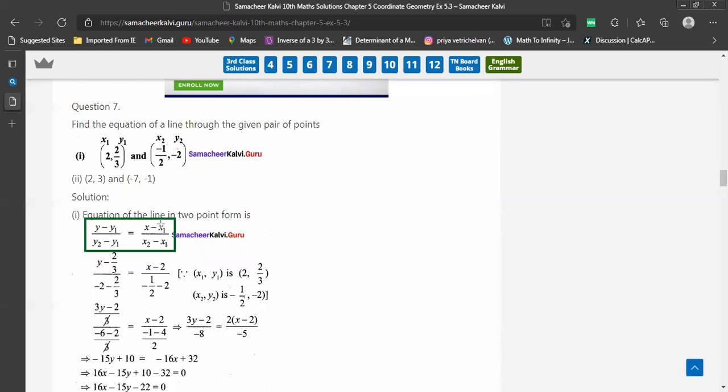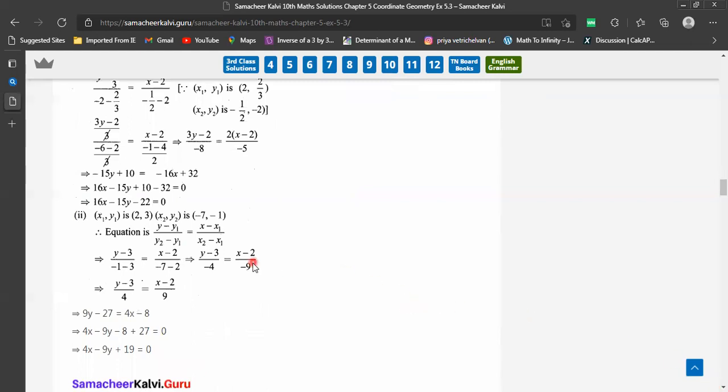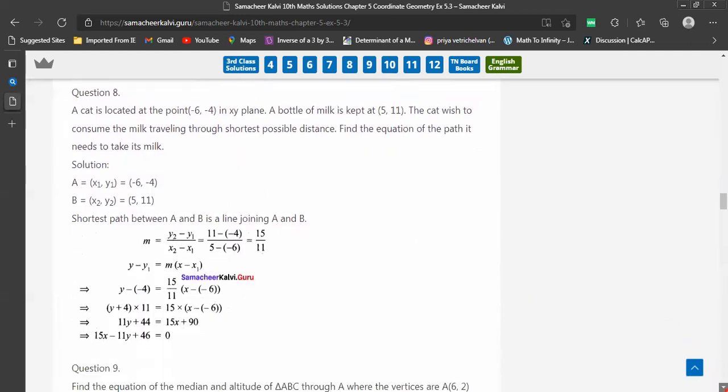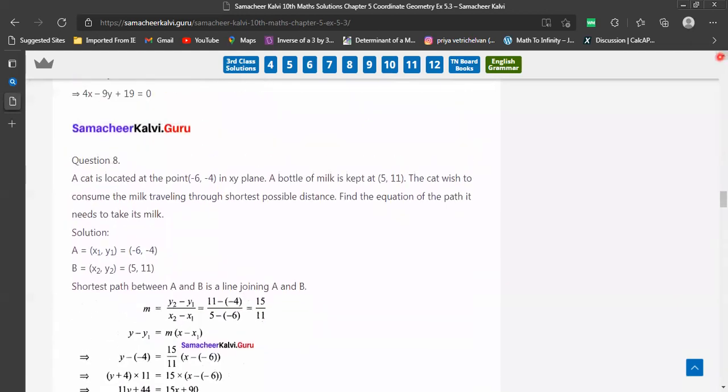Okay. So y minus y1 will be y minus 2/3 upon y2 minus y1, where y2 is negative 2 and y1 is 2/3. x minus x1 upon x2 minus x1, so x minus 2 upon minus 1/2 minus 2. So just substitute and simplify. We'll get this equation. Similarly, use the same formula for the subdivision 2 also. We'll move to the next question.